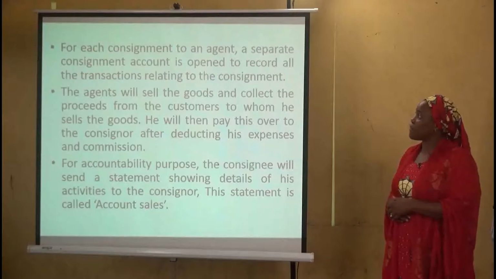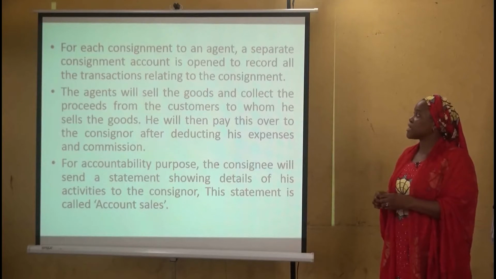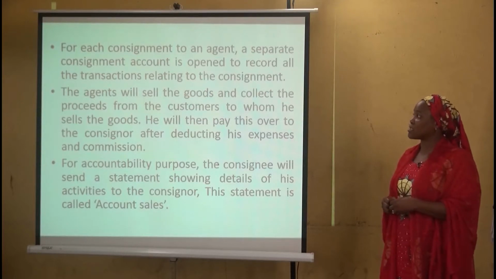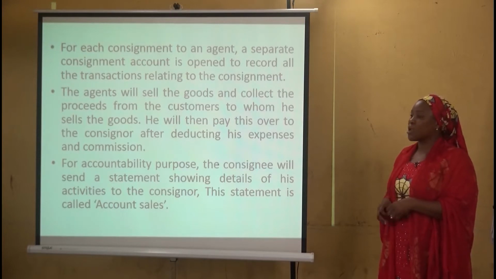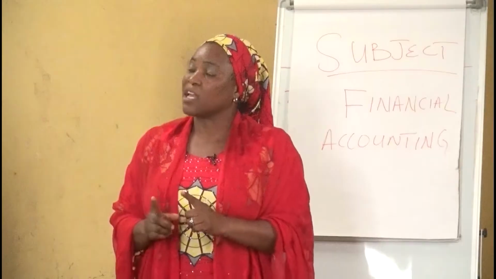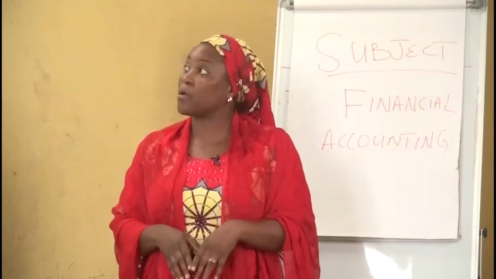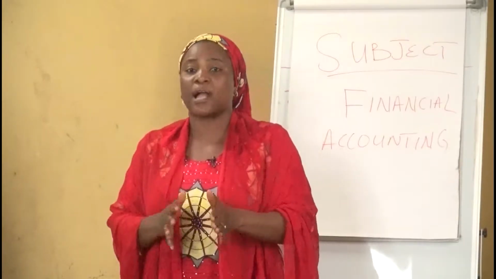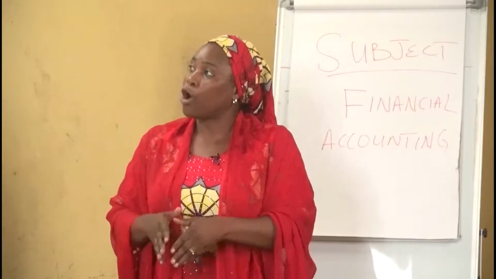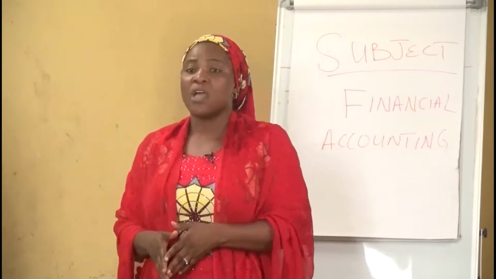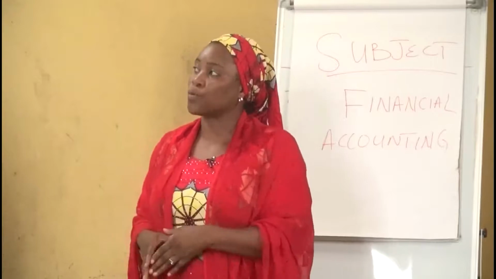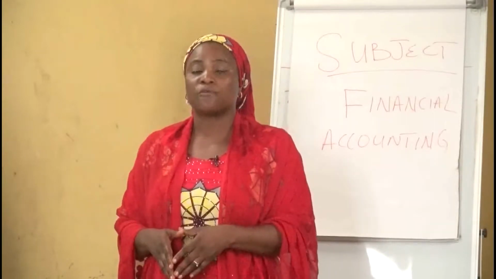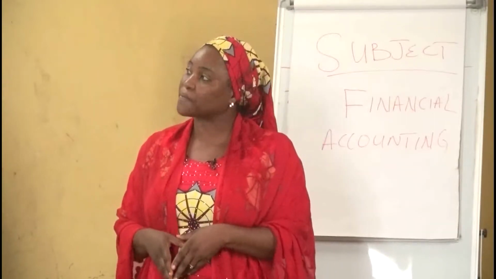For each consignment to an agent, a separate consignment account is opened to record all the transactions relating to the consignment. That means each consignment, he might collect a consignment in January, he has to open a separate account for that consignment, collects another one maybe in March, a separate account is going to be opened, and this is done for the sake of accountability.